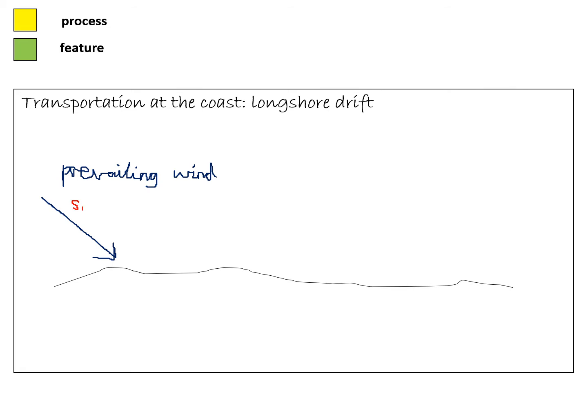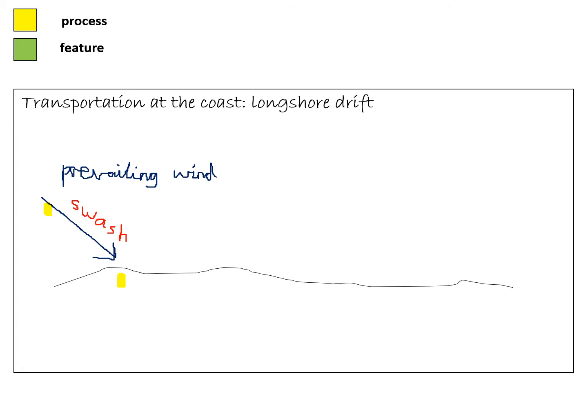This means that the waves also come in at an angle, and the wave coming in is called the swash. So what happens is a pebble or a grain of sand is picked up just offshore, and it is deposited onto the beach at an angle there.